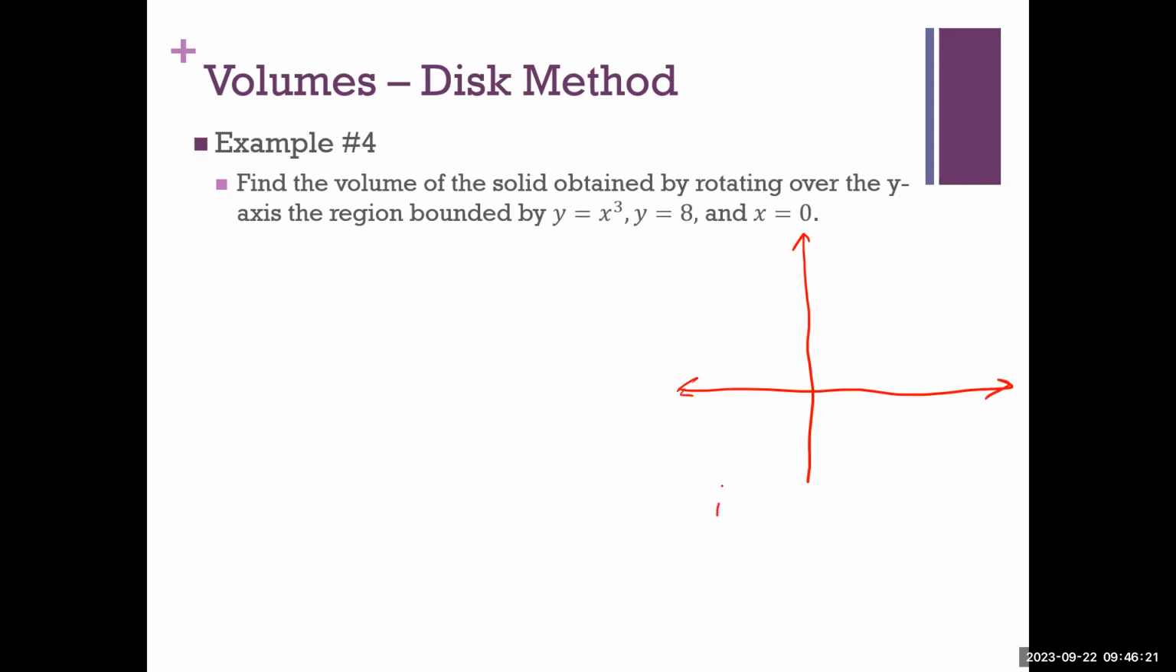The cubic function sort of looks like this. Should the bounds be the same, like, is y equals 8 and x equals 0? Yeah, so y equals 8 is a horizontal line, right? So I've drawn all the things that we care about. I have two horizontal lines that are bounding this region, right?